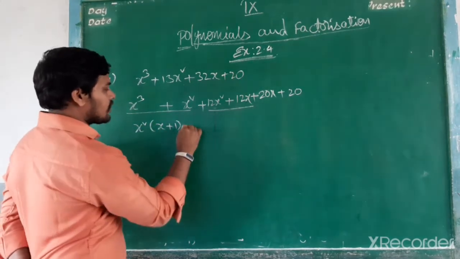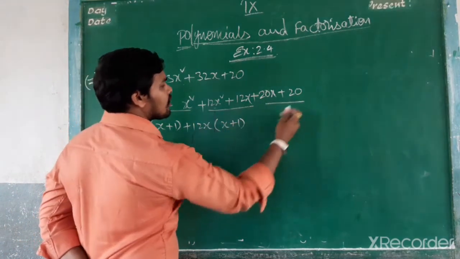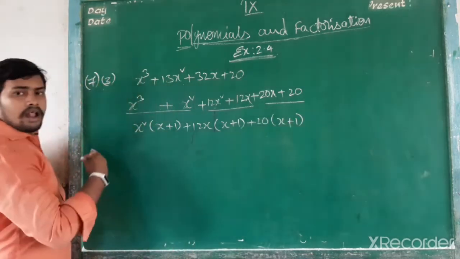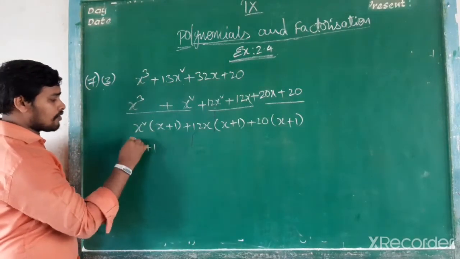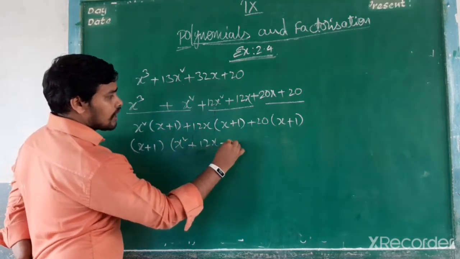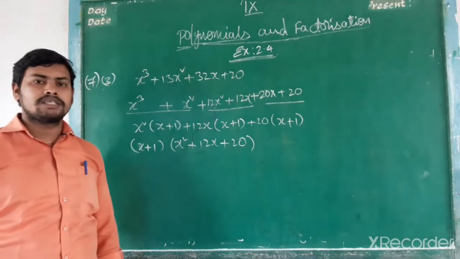What is the common factor here? 12x. x plus 1. What is the common factor here? 20. So x plus 1. So in all these stages x plus 1 is the common factor. So write down x square, and next one 12x, and next one 20. x square plus 12x plus 20.